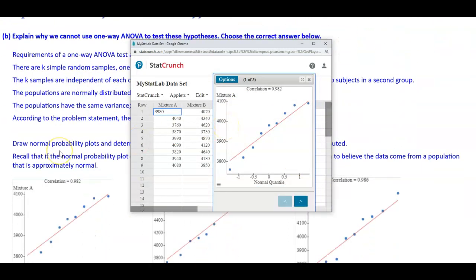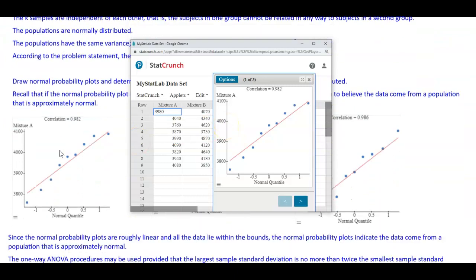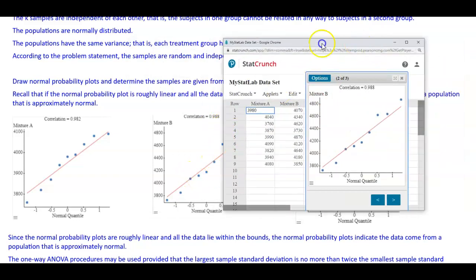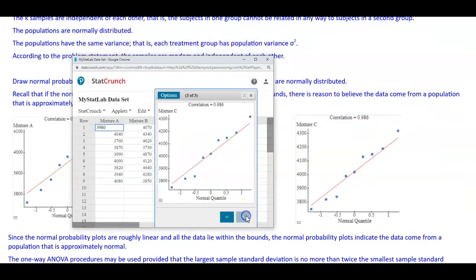So if I scroll down here, there is the graph of mixture A that has a correlation of 0.982, so therefore that is approximately normal. If we take a look at the next one to the right here, we're going to see that mixture B also has a correlation of 0.988, and therefore that is approximately normal. And then if we take a look at the last one, for mixture C, we have an approximately normal distribution where the correlation is 0.986.